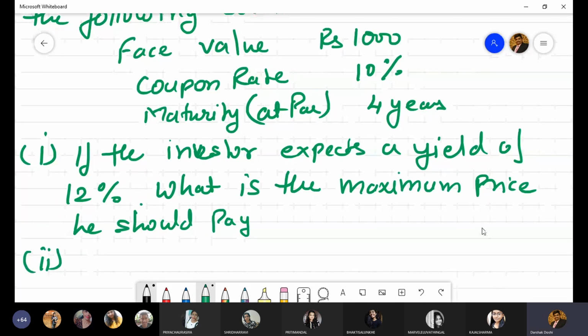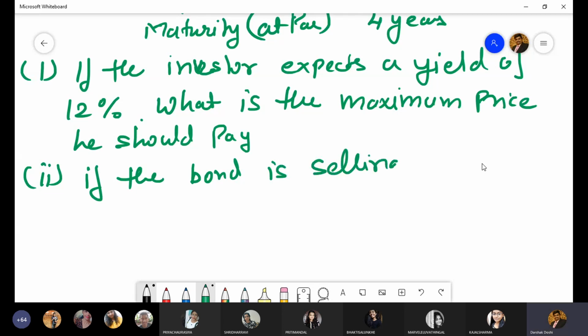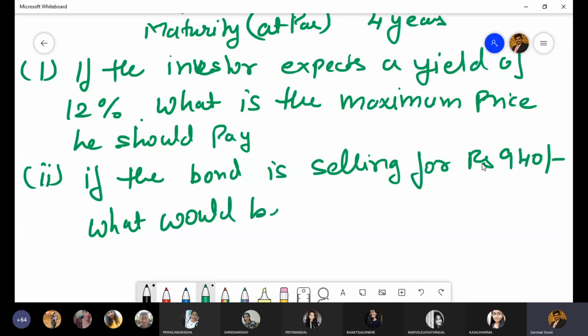I request everyone to please mute yourself. Number two, if the bond is selling for rupees 940, what is the IRR? Solve on your own.